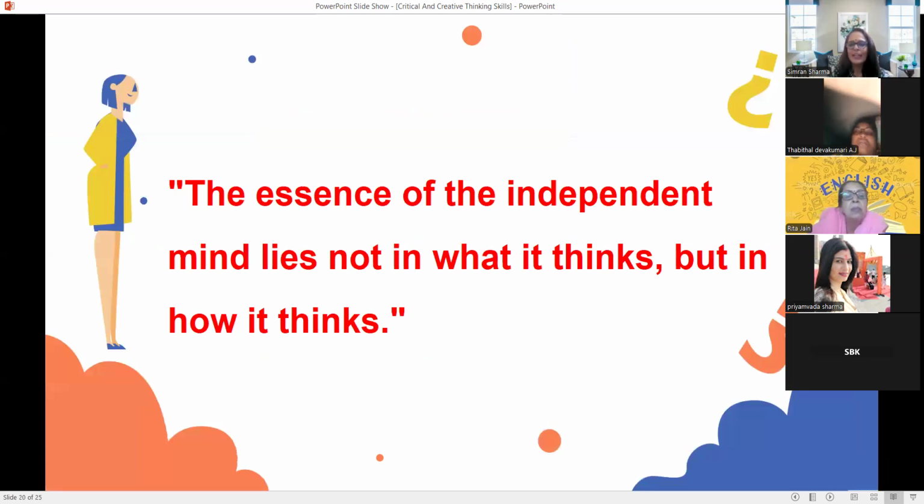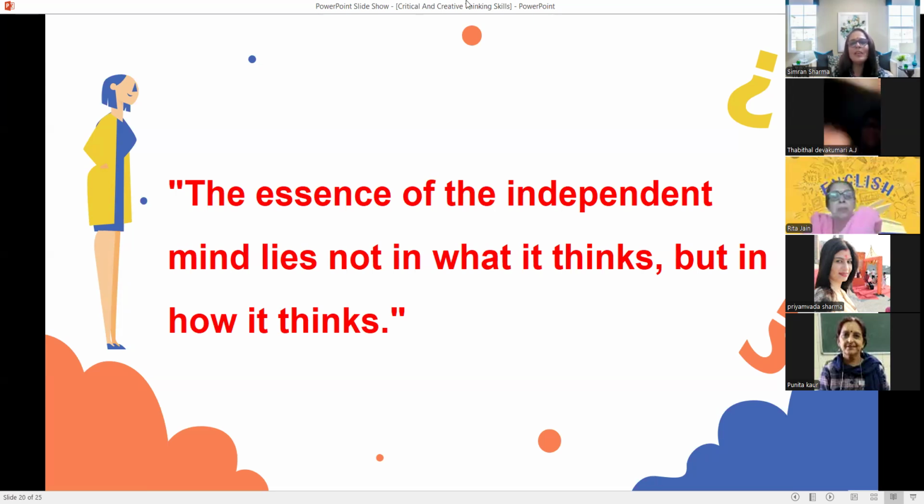Okay. So, I will leave you with a thought. The essence of the independent mind lies not in what it thinks, but in how it thinks. Please remember this and think about it. It is not what we think when we look at the problem. It is how we have to think and look for the solutions. Okay. So, if you have any questions, please ask, because we do have 1 or 2 minutes, I suppose.